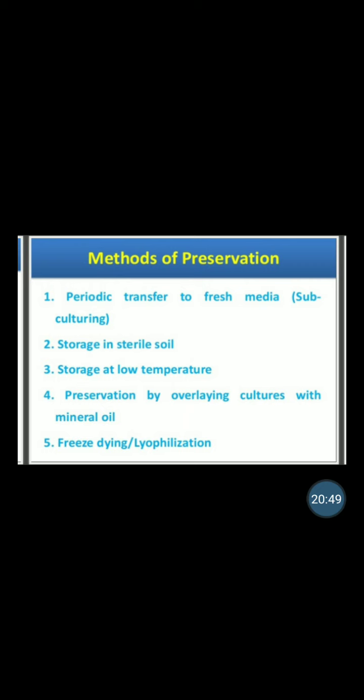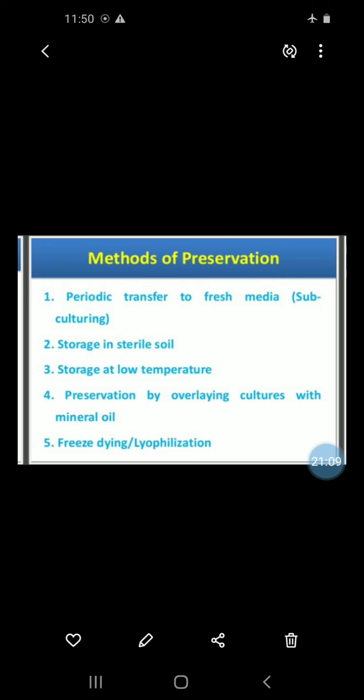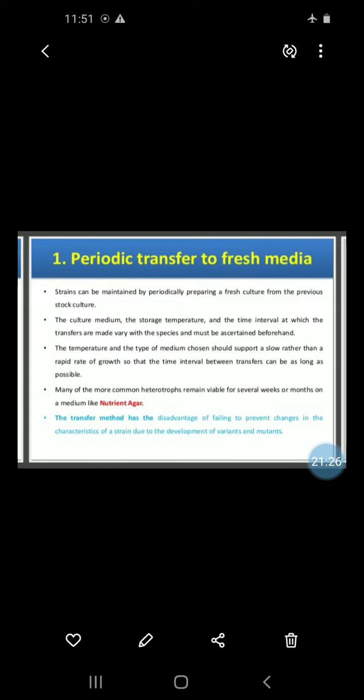First, the methods of preservation: periodic transfer to fresh media, that is subculturing, then storage in sterile soil, then storage at low temperature, then preservation by overlaying the cultures with mineral oil, and last, freeze drying, that is lyophilization. We will see them one by one.